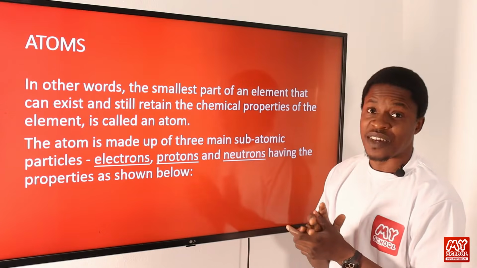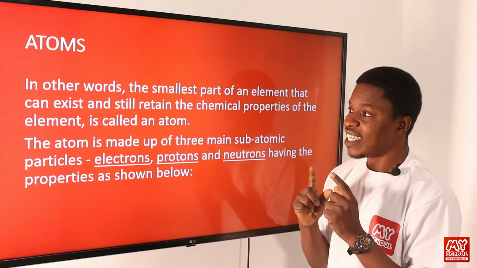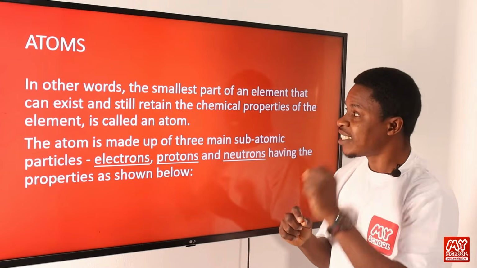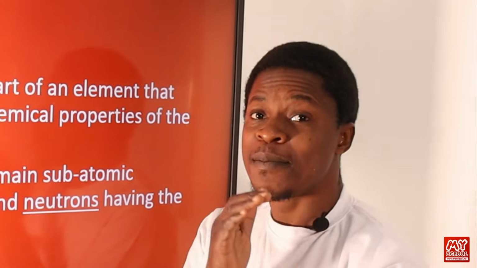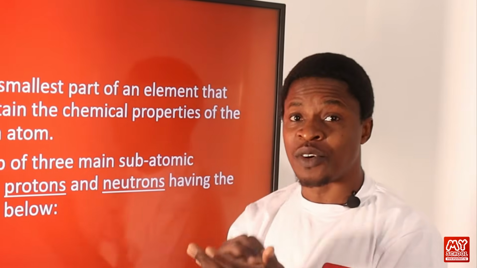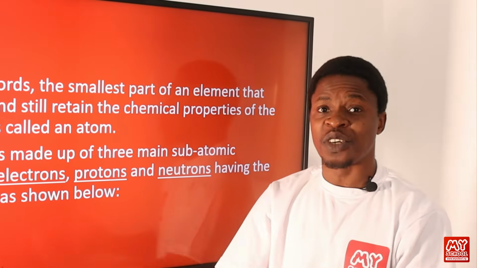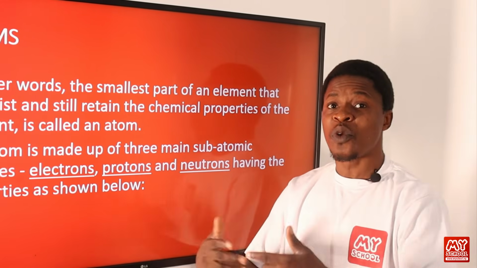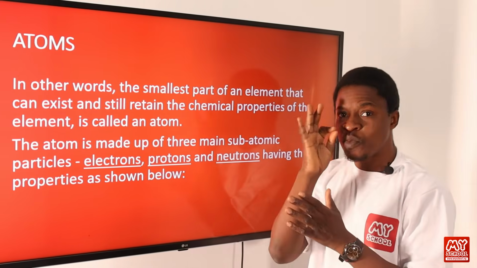In other words, what we are saying is that the smallest part of an element that can exist on its own and still retain the chemical properties of the element is called an atom. Whatever chemical reaction that the element as a whole can undergo, the atom, the smallest part, if you subject it to that condition, will also go through that particular chemical reaction. So we say that is an atom, the smallest part.